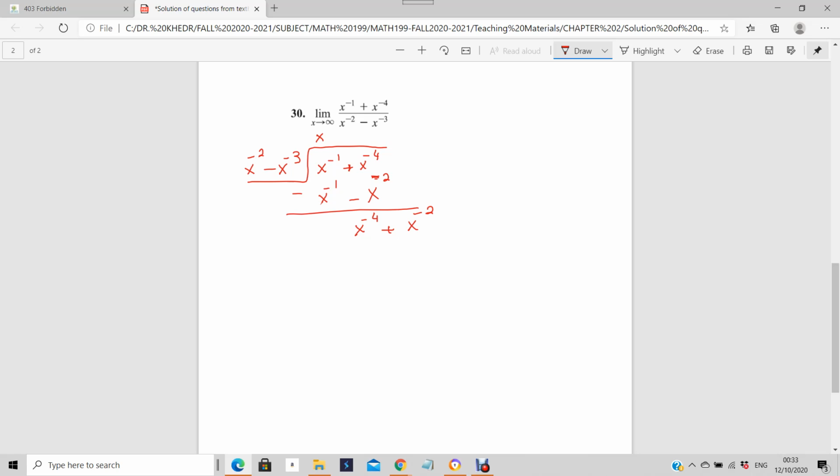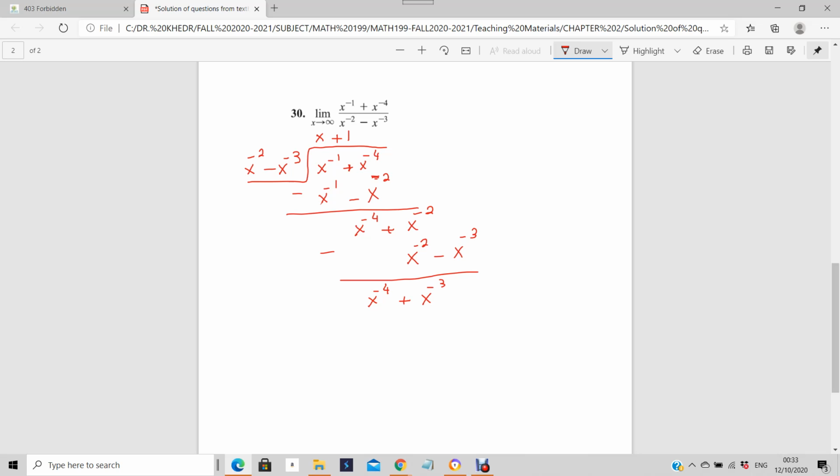Now you divide the highest power here, x to the power minus 2, by the highest power, which is x to the power of minus 2, you will get 1. So plus 1. When you perform the multiplication, you will get x to the power minus 2 minus x to the power of minus 3. And again, you perform the subtraction. See here, x to the power minus 4, and x to the power minus 2 minus x to the power minus 2 is 0. And then 0 minus minus becomes plus x to the power of minus 3.